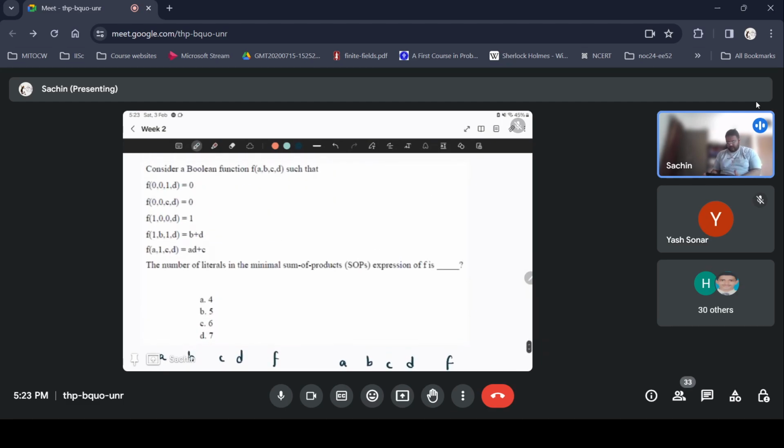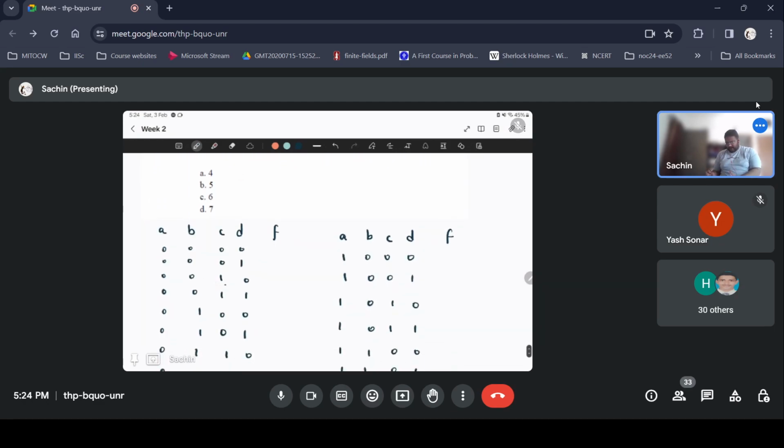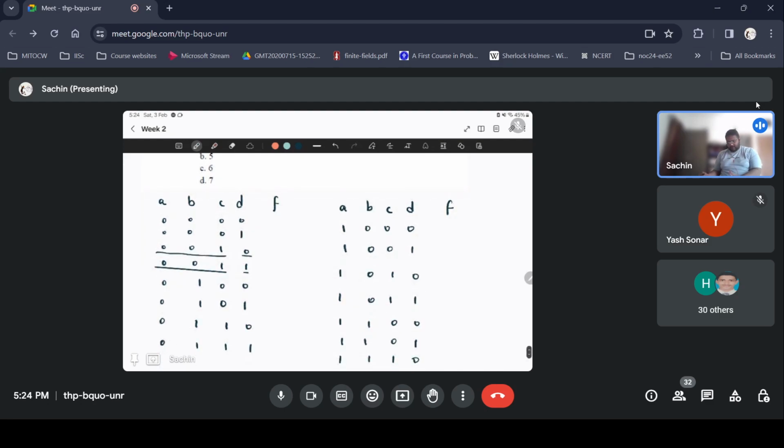Okay, first thing we know that f of 0, 0, 1, d is 0. So if a, b and c are 0, 0 and 1, then regardless of what the value of d is, the output is 0. So here a, b, c are 0, 0, 1. Here also a, b, c are 0, 0, 1. Regardless of the value of d, both these inputs will give an output 0. So this is a 0 and this is a 0.